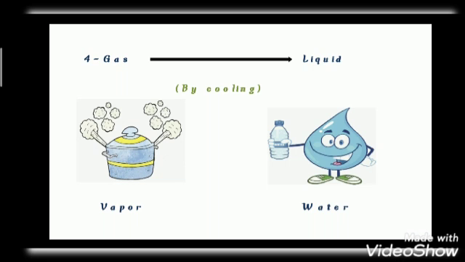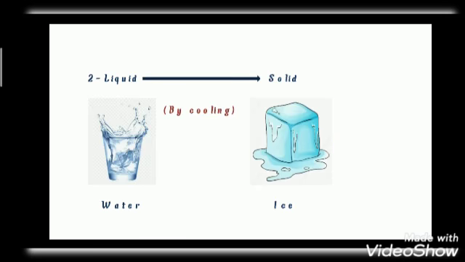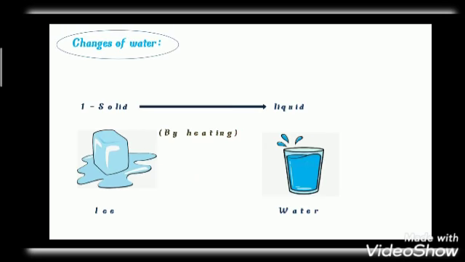Or from vapor to water by cooling. Super. So we have 4 changes. Number 1. From solid to liquid by heating or cooling?